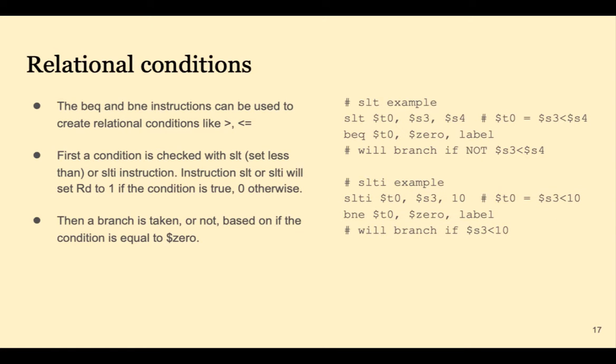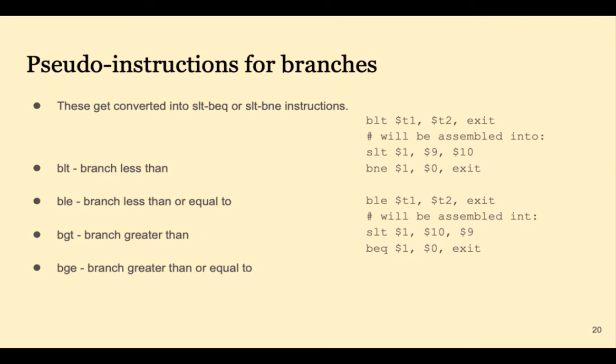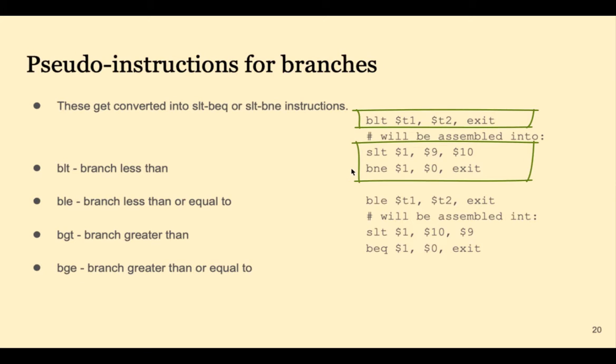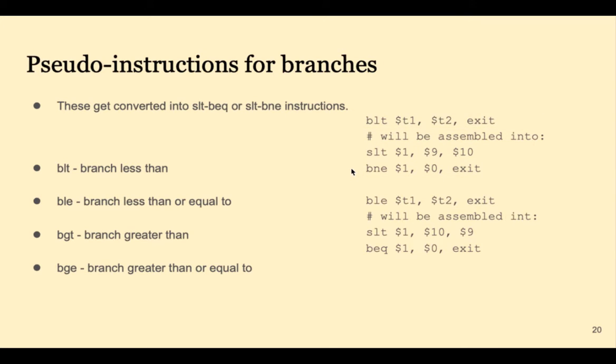Although there's only the set less than, you can implement any relational condition by swapping the order of the source operands. We also have a lot of pseudo instructions for branches. You can implement code like branch less than or equal to, branch greater than or equal to, and so forth. And MIPS will assemble these into pairs of SLT and BNE or BEQ instructions. In my opinion, this makes the code much more readable.